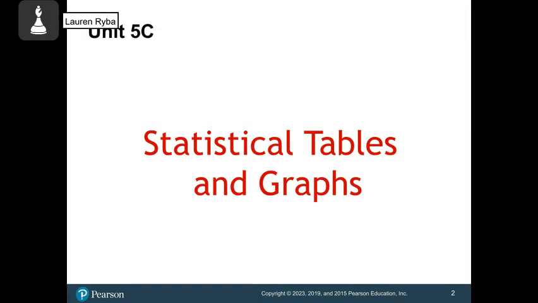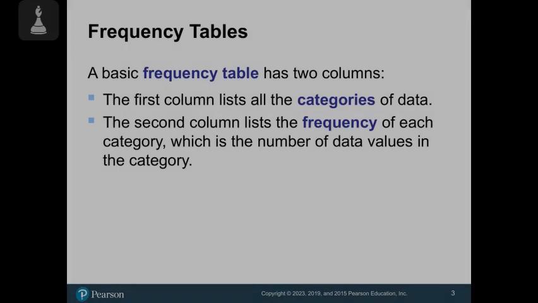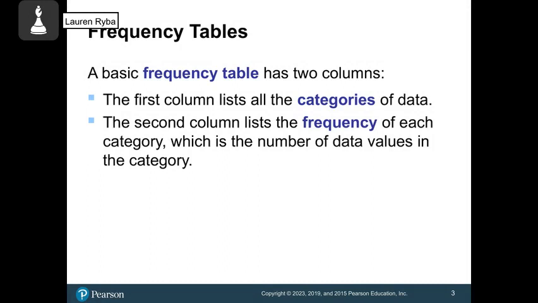This is the lecture for section 5C about statistical tables and graphs. Before we can talk about graphs, we have to talk about a table. And we're going to talk about a frequency table.